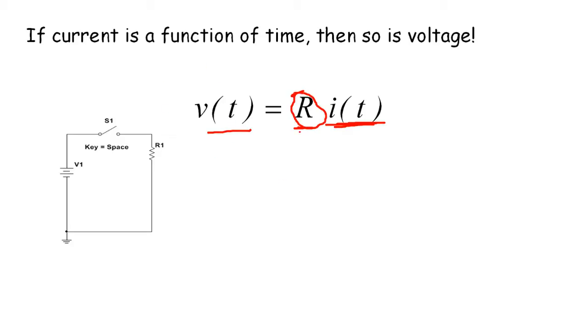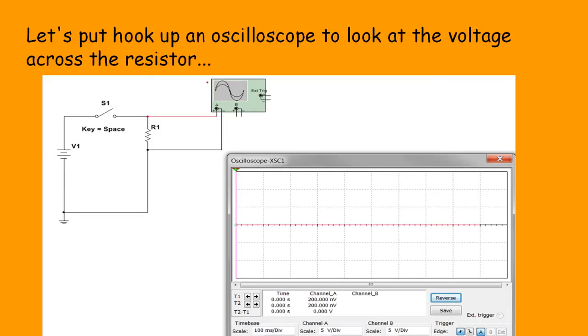So if voltage is a function of time, or I would say if current is a function of time, then the voltage in the resistor is also a function of time, and it will be directly in phase. It's just a constant times the current is what the voltage is when we have a resistor. Remember that always, ladies and gentlemen.